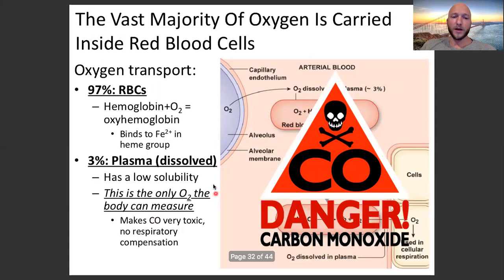So carbon monoxide is very dangerous. It competitively binds to hemoglobin, and when carbon monoxide binds to hemoglobin, it binds very tightly. It has a very high affinity, and it doesn't come off easily. So that decreases our blood's carrying capacity for O2.